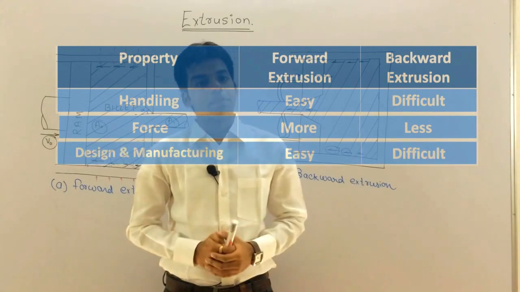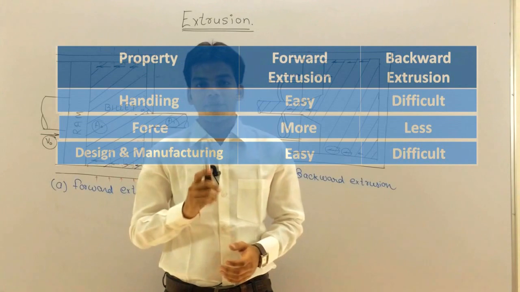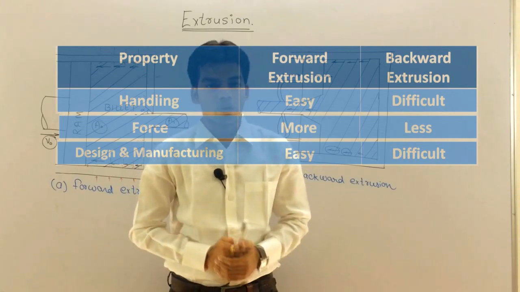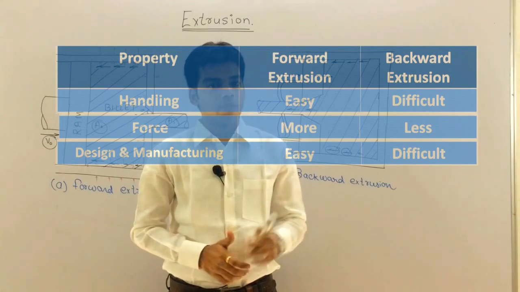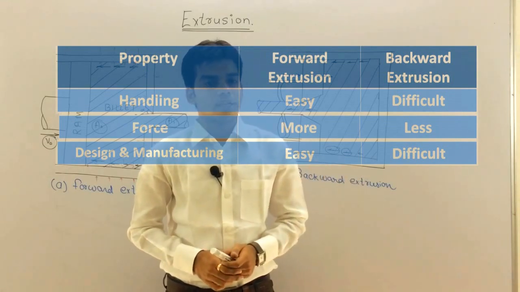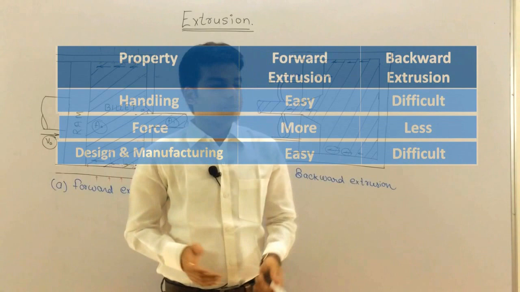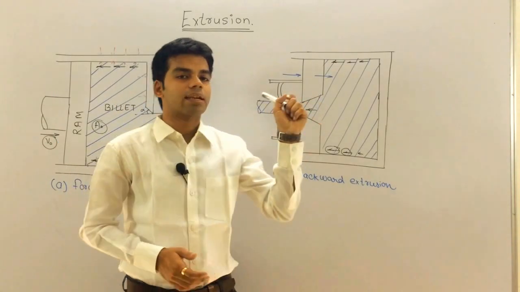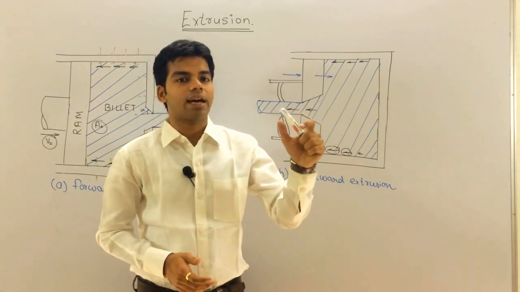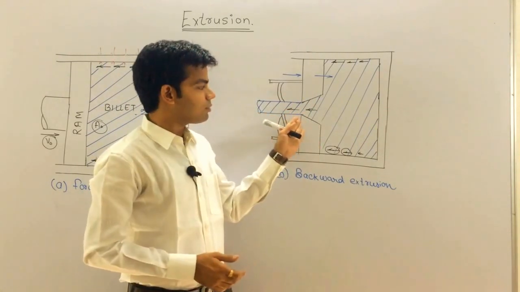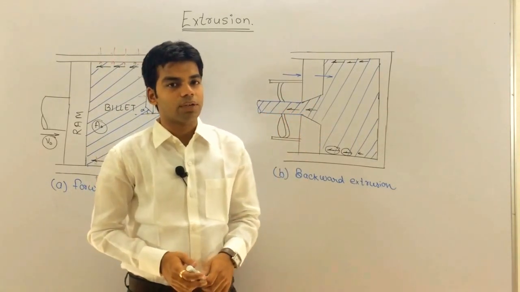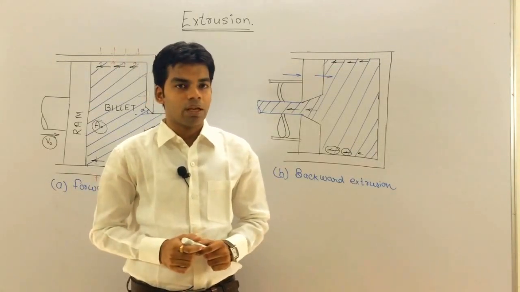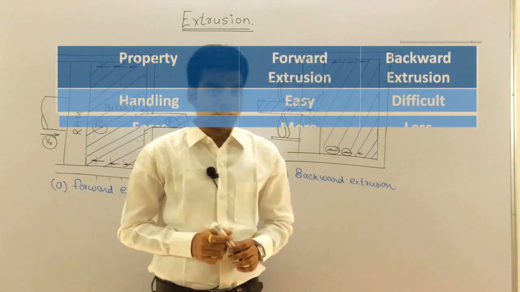Third thing is design and manufacturing. Design and manufacturing for obvious reasons will be easy for forward extrusion, and difficult for reverse or backward extrusion. Why will it be difficult? Because in this case we have to make the opening in the RAM only. We have to fit the die in the RAM. So design and manufacturing of this RAM will be quite difficult in backward extrusion as compared to forward extrusion. And the last thing, the brittleness.